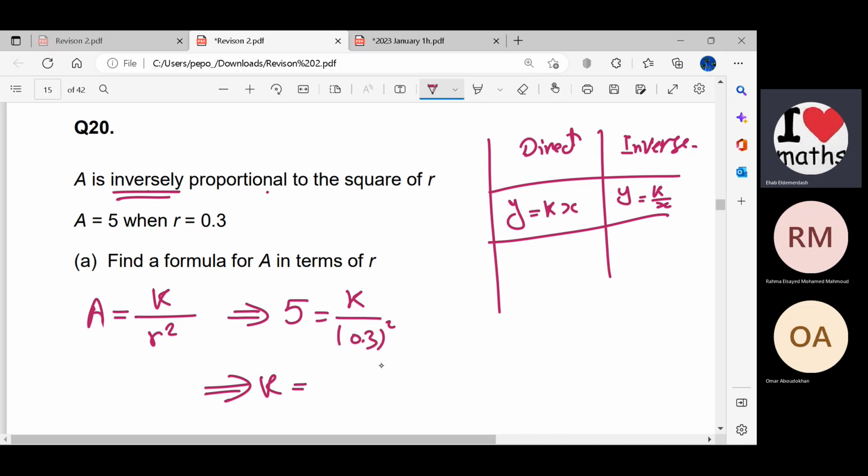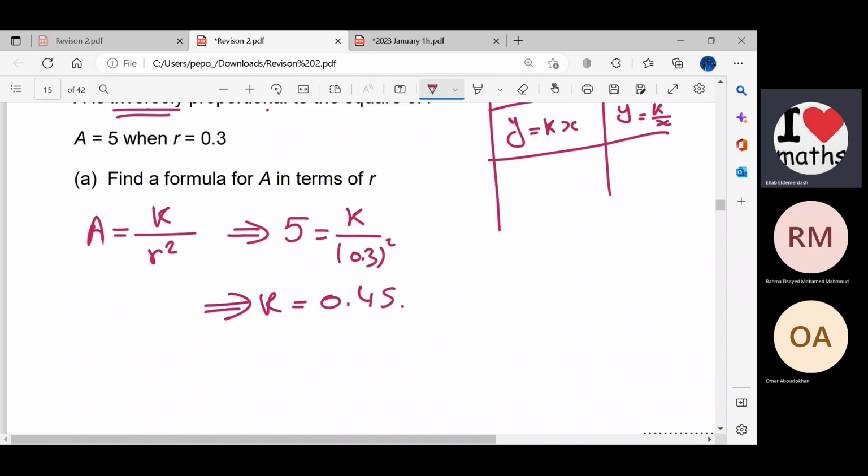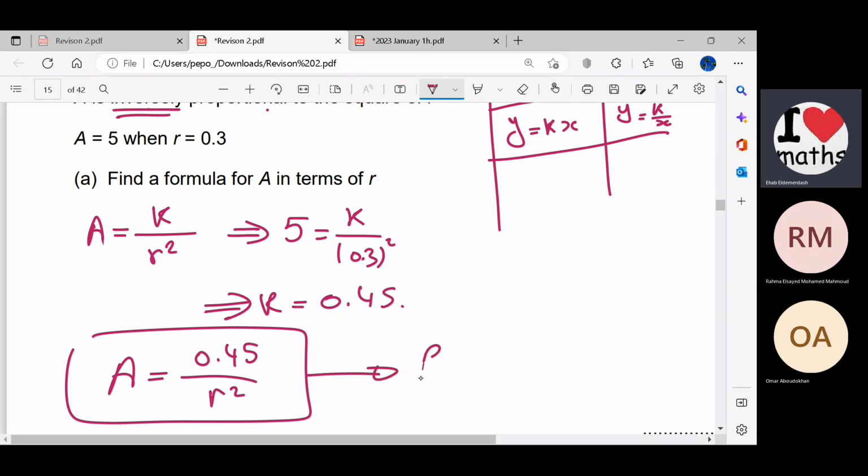Who can tell me the value of k? 5 times 0.3 all to the power 2 comes to 0.45. So we found k. So what's the formula? A is equal to k, which is 0.45, divided by r squared. This is my formula. We found out the formula.